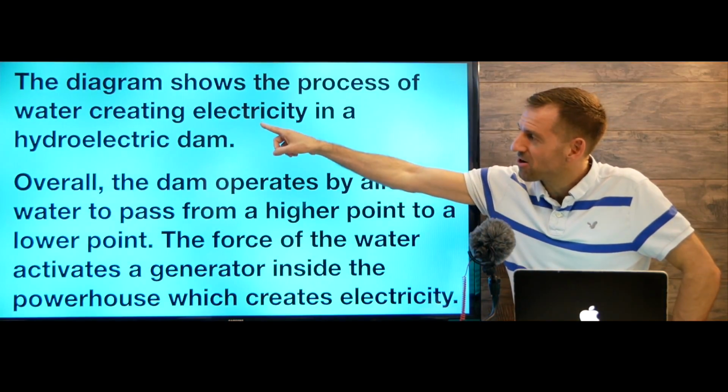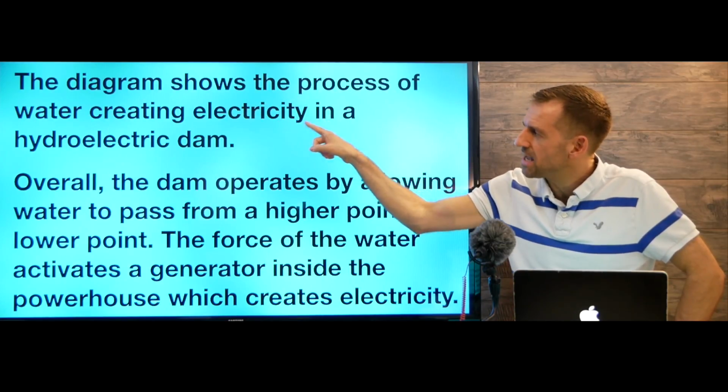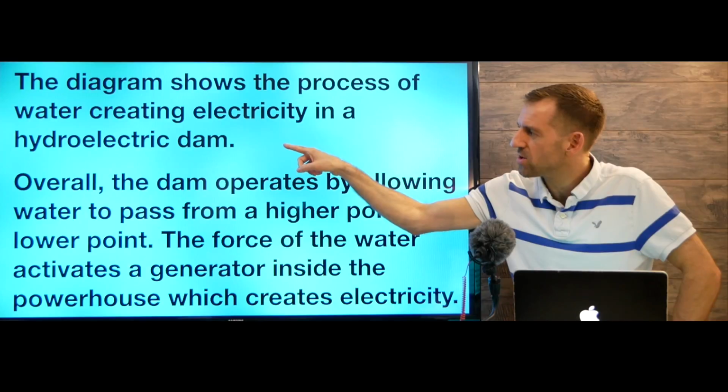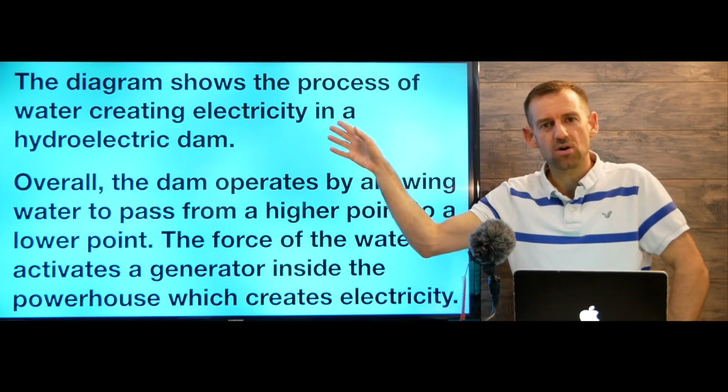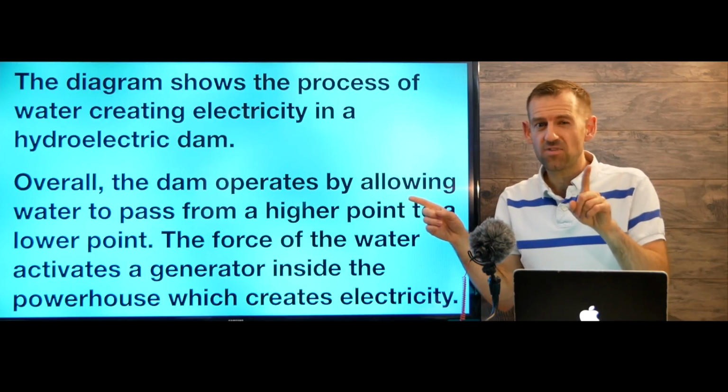Okay, the first paragraph: the diagram shows the process of water creating electricity in a hydroelectric dam. Perfect. Okay, that's my overview paragraph. Just one sentence. That's fine.